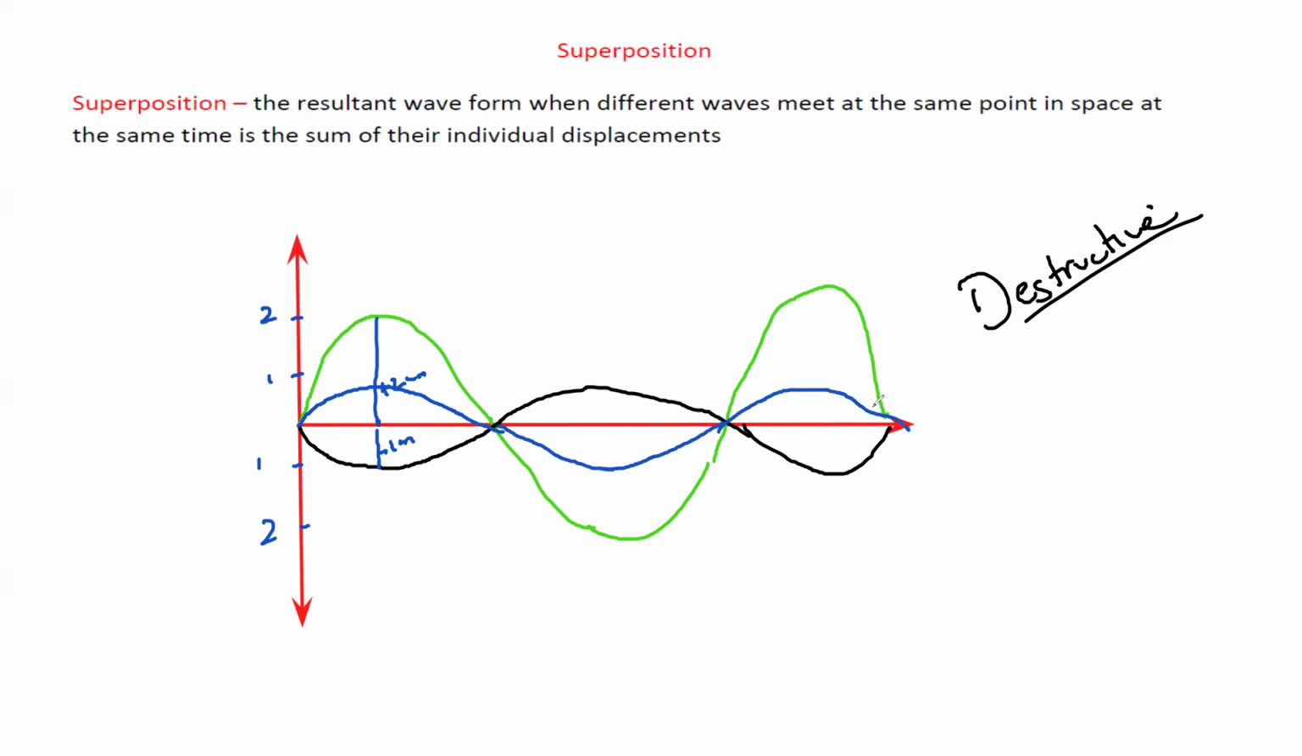So when the two waves try to cancel out the effect of each other, or when the crest of one combines with the trough of another, we call this type of interference destructive interference. In a constructive interference, the crest of one wave joins with the crest of another. But in a destructive interference, the crest of one wave joins with the trough of another.